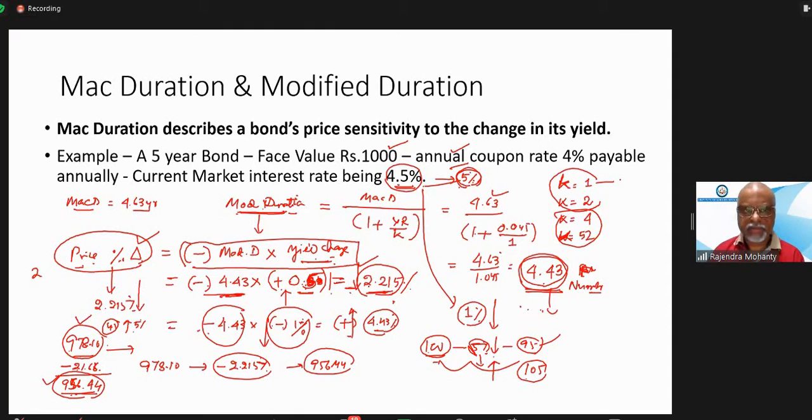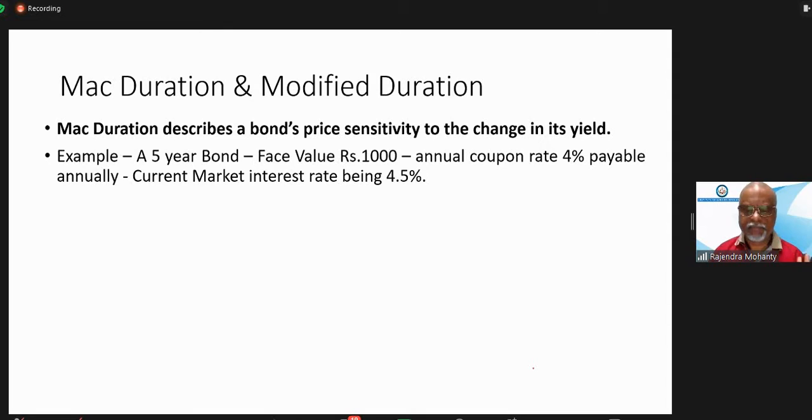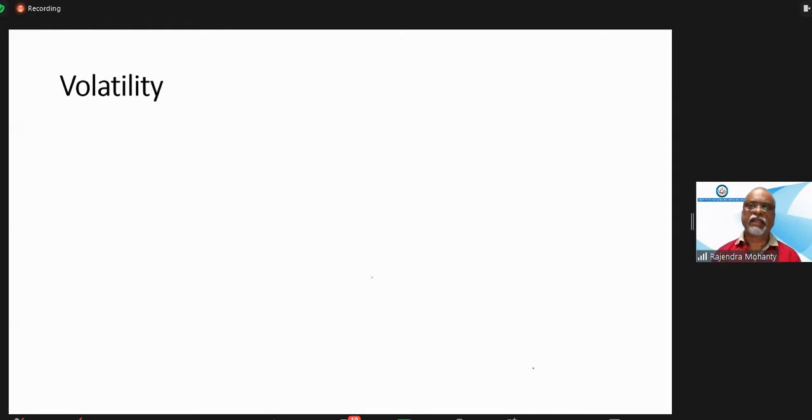Should I move to the next? So your MAC duration sensitivity method we have done. Okay, now we'll go to volatility. So first we'll see what this volatility is.